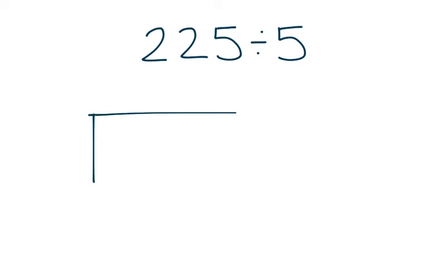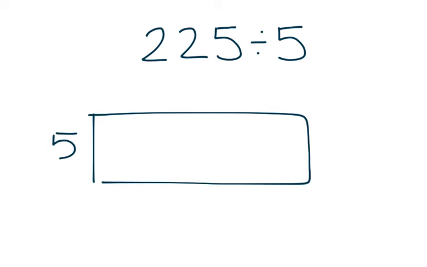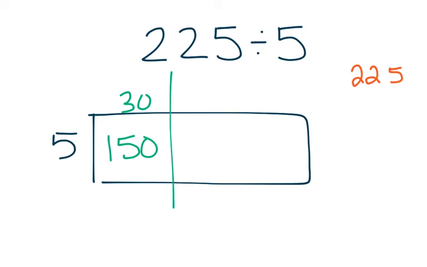I'm going to take my rectangle, and I'm going to put my 5 off to the side, and I'm going to take my 225 and also put that off to the side. And now I'm going to think about multiplication. I could multiply 9 times 10, that'd give me 50. 9 times 20 would give me 100. Maybe I want to go even higher. I could do 9 times 30, that would give me 150. Then I'm going to subtract 150 from my total, and I'd be left with 75.